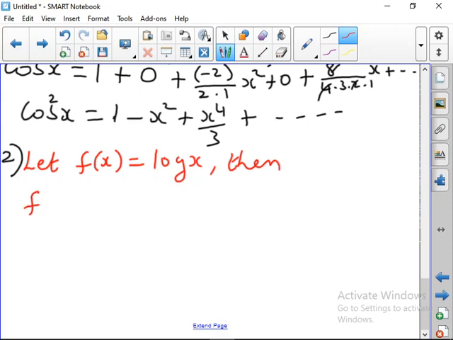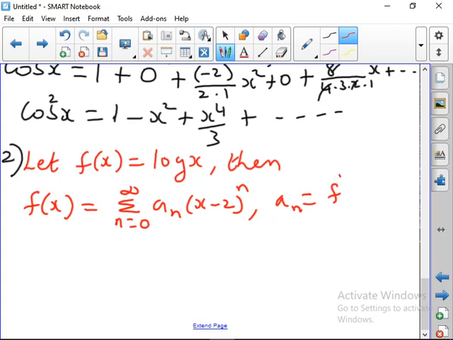Taylor series is f of x is equal to sigma n is equal to 0 to infinity a n into x minus 2 the whole power n, where a n is equal to f raised to n of... Okay, it is not x minus 2, x is equal to 1. Therefore, we have to write here 1. Okay, x minus 1 the whole power n.